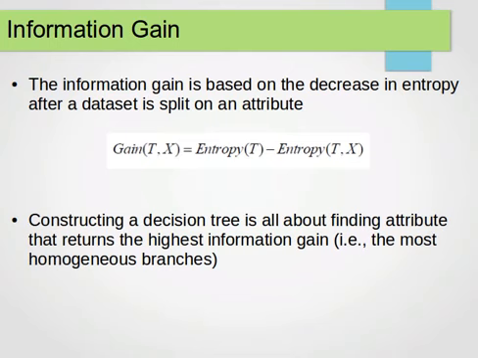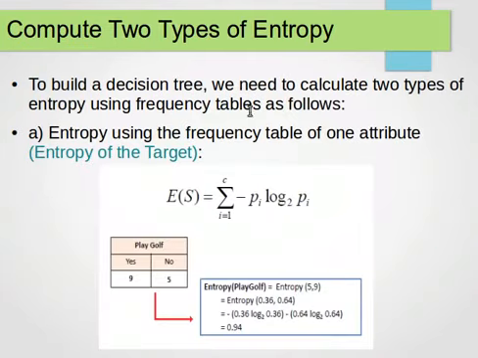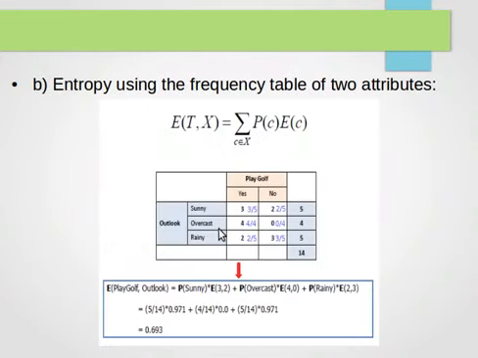These things will make sense when we compute an example, but just remember that we need to compute two types of entropy: entropy of the target, or before splitting, and entropy after splitting, and then we compute the difference. I'm going to stop here.